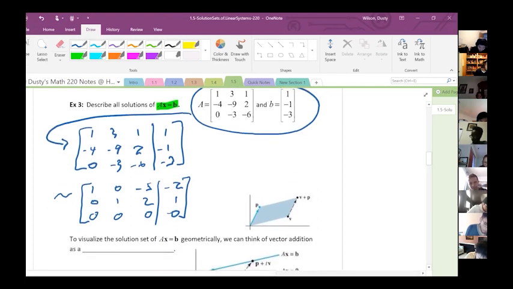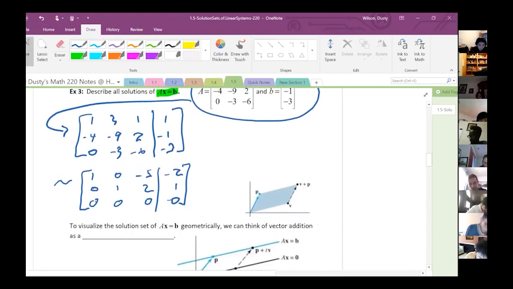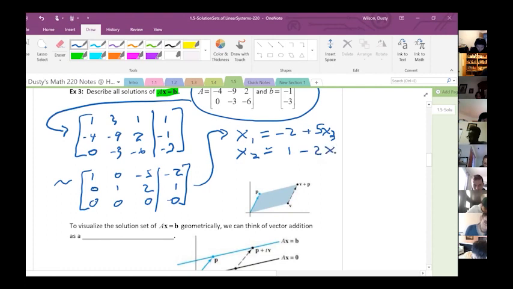It's x3. And so let's make sure that we're tracking what this means. So we're trying to write down our solution set. So this is telling us that x1 is equal to -2 plus 5x3. And x2 is equal to 1 minus 2x3. And x3 is equal to x3. That's the one that's free.